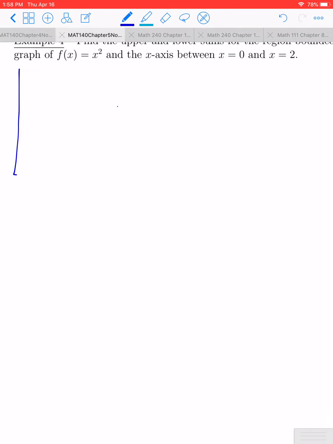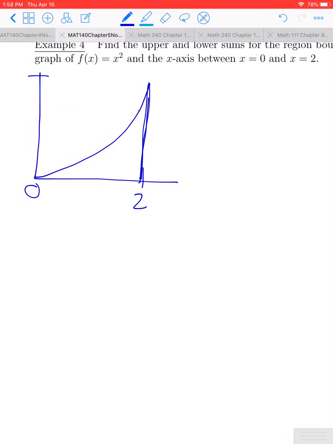So we can see the region we're looking at. We know the graph of x squared looks like this, from x equals 0 to x equals 2. At x equals 2, x squared has a height of 4. So this would be the region that we're looking at.